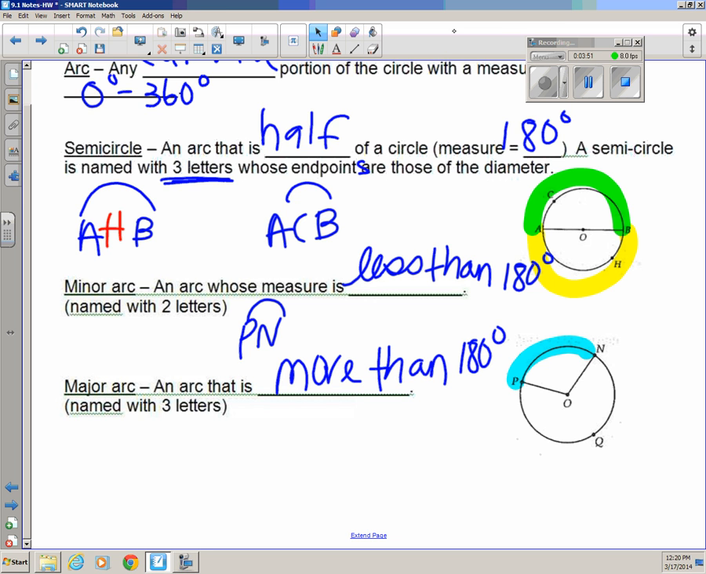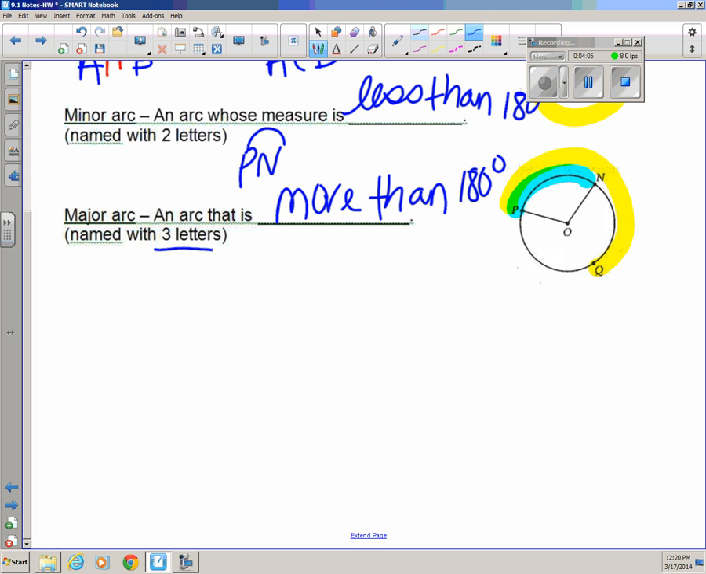So let's say we want to start from P again, right? We could do that, and we could say, I'm going to go from P through N down to Q. That's more than 180. It's got to be named with 3 letters. It tells you that. So what I could do is call this particular arc, arc PNQ.